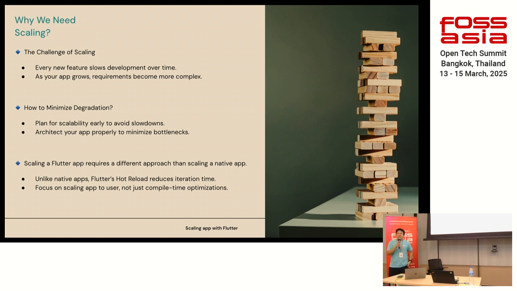So the problem is that we didn't prepare for scaling. To minimize this degradation, the first thing is you have to plan for scalability in your application. I will talk about this later. And for the architecture of your app, when you first start the application, I recommend you don't use clean architecture or something like that, because it's over-engineered. That's the third point: you shouldn't over-engineer things too much.